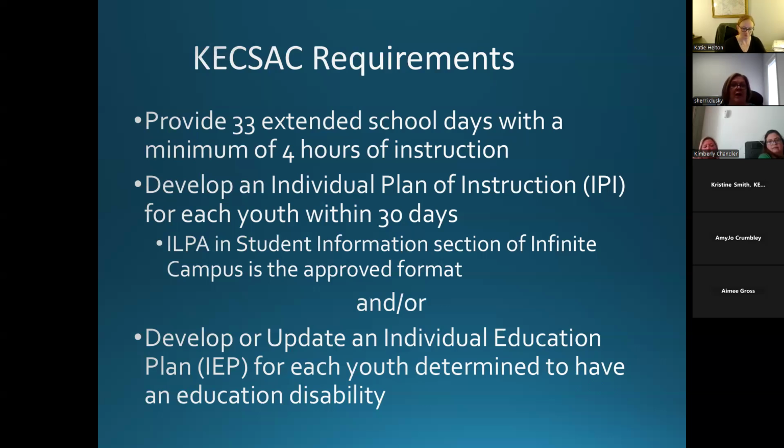Every time a student comes into your program, look at the dates on their IEP. If they have an IEP, they do not have to do an individual learning plan addendum. So if they have an IEP, you don't have to have an ILPA. So any questions about that? Okay, moving on.